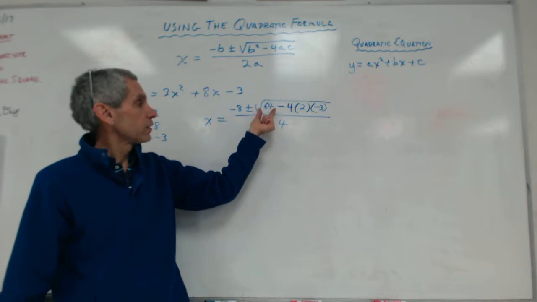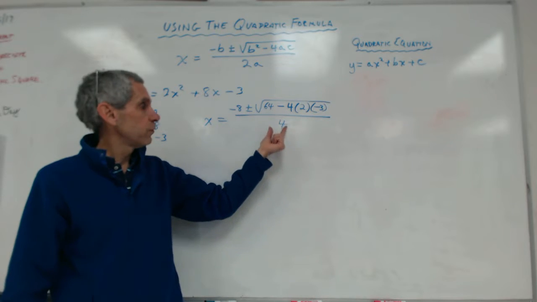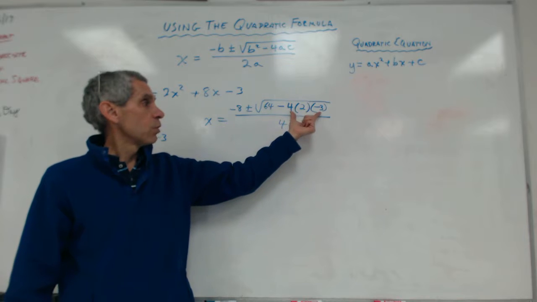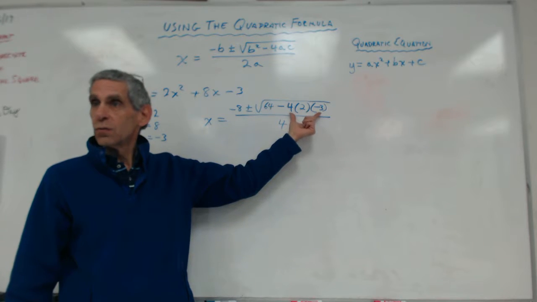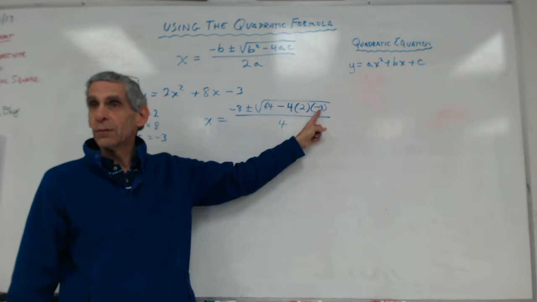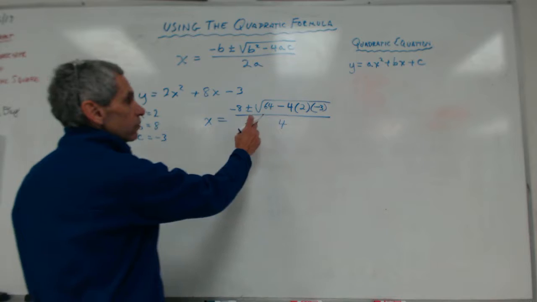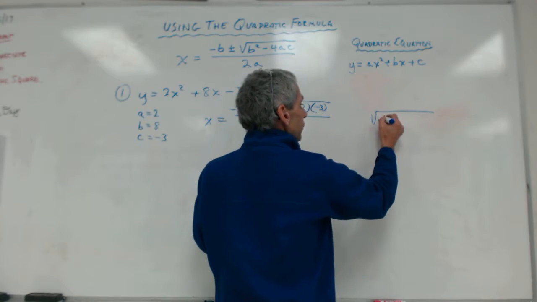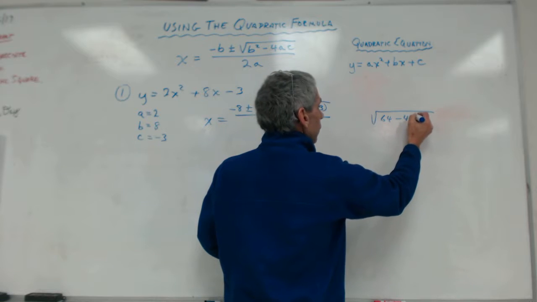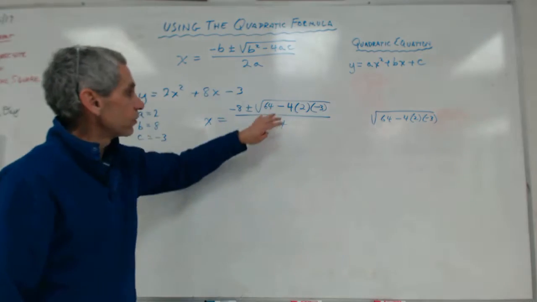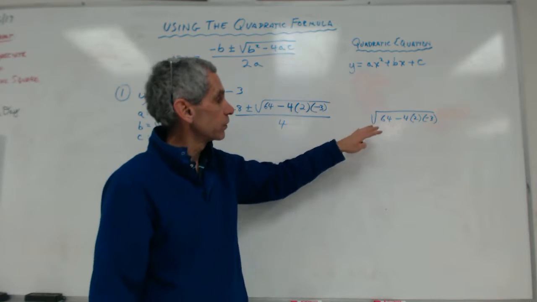If you want the shortcuts, feel free. 8 squared is 64. 2 times a is 4 in this case, right? But don't do the shortcut on this. Write it out with parentheses. The reason why you want the parentheses is because some of them are going to be negative, right? Now let's think about this. Let's figure out just this right now. Let's figure out the square root of 64 minus 4 times 2 times negative 3. Let's just figure that out so we know what to put in there when we simplify.